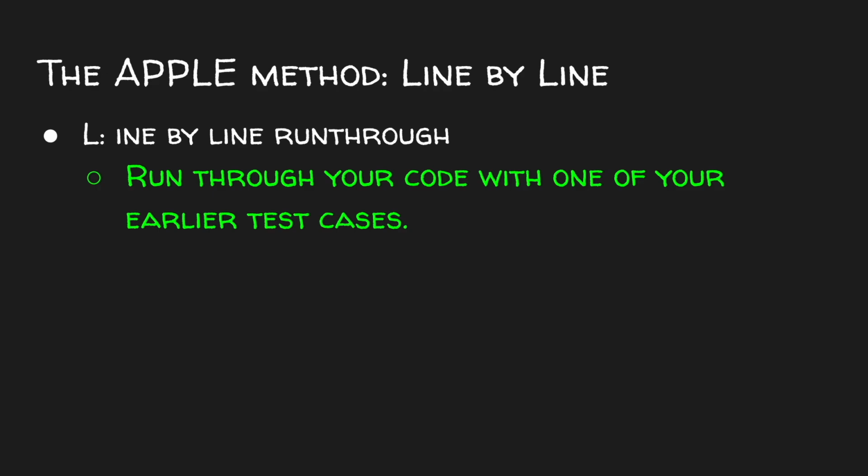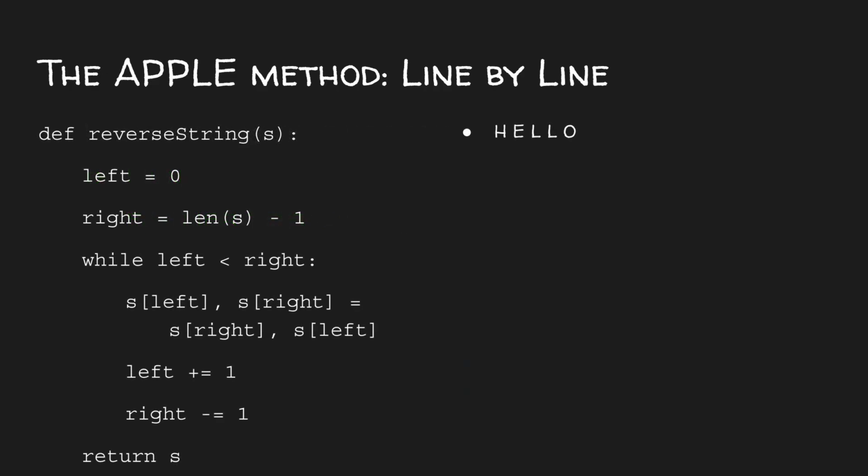Let's use hello as an example. The left index starts off as 0, and the right index starts off as 4. We swap the characters at those indices, so we swap the H and the O, and then we increment the left index to 1 and decrement the right index to 3. Then we swap the E with the L, since those correspond with indices 1 and 3. And then both the left and right indices are 2. Then we terminate out of our while loop and return the string O, L, L, E, H.